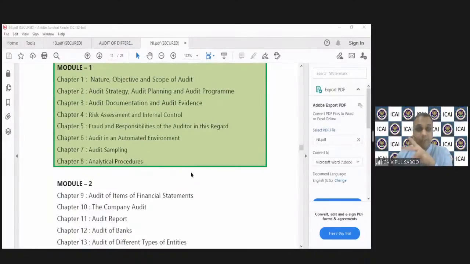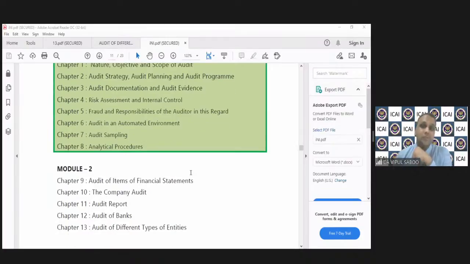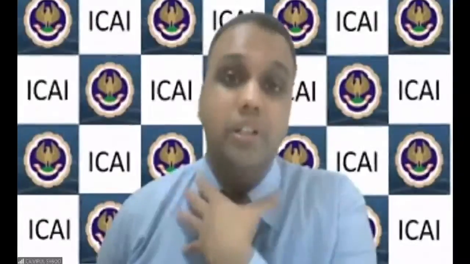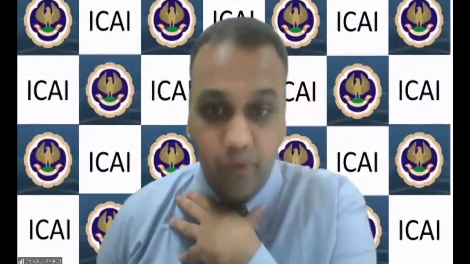So we'll definitely be practicing one or two case studies as well from this chapter, although there are minute chances that you'll get case studies. But even if there is a 0.1 or 2 or 1% chance, we'll definitely practice one or two case studies, right? So let's start with the chapter, audit of different types of entities.